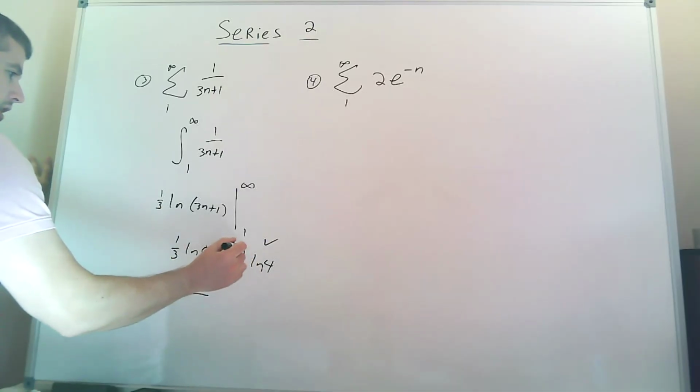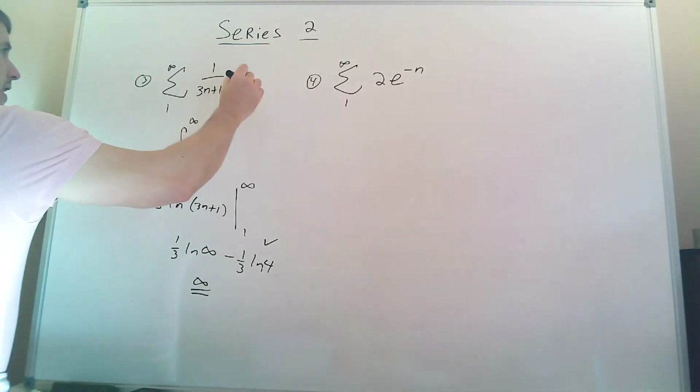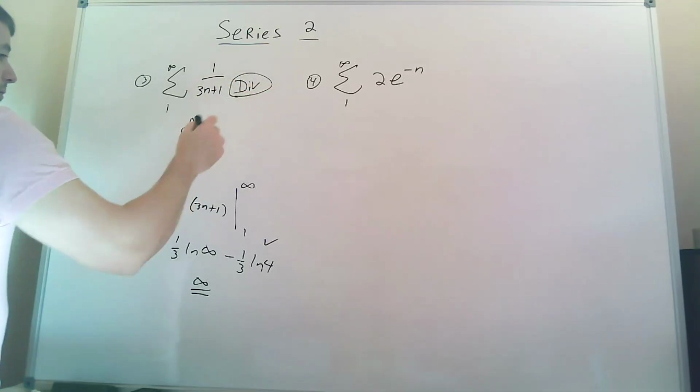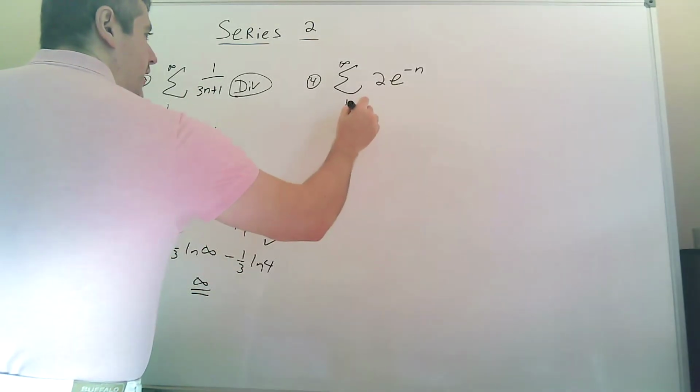Doesn't matter that this works. This makes the integral fail. Hence, this diverges by the integral test. And you should write diverges by integral test. I mean, I should be writing that, but I'm trying to do them fast. So, integral from 1 to infinity.